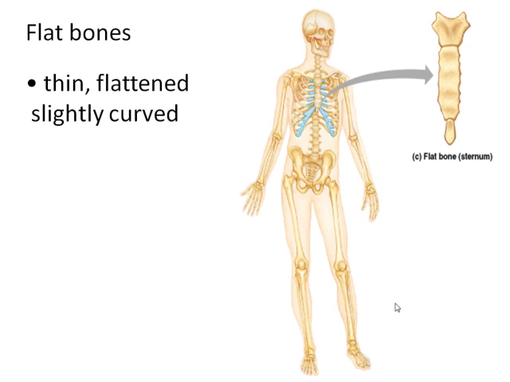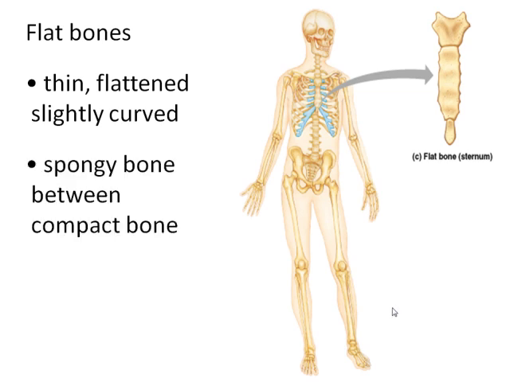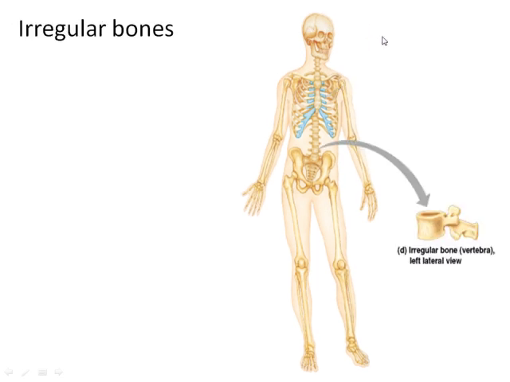Flat bones are flat and thin bones, tend to be slightly curved. They have a spongy bone interior with thin layers of compact bone on either side. The sternum, your breastbone here, is an example of a flat bone, as well as all of the bones of the skull that surround the brain, your cranial bones.